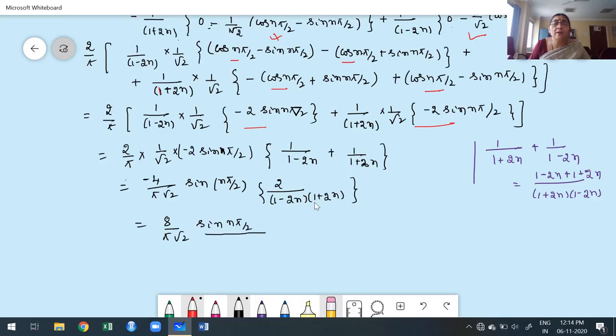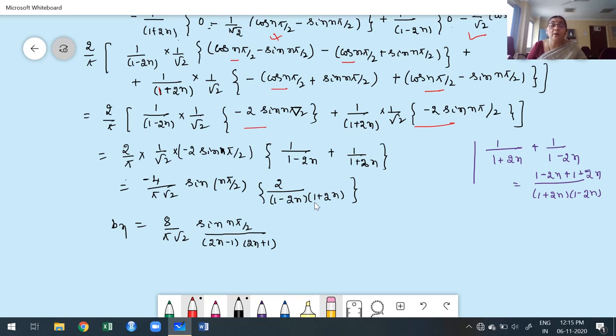If you want to write here itself, what we get? 2n minus 1 into 2n plus 1. I have taken minus n in the denominator. This is my bn. Now I want to know whether this bn is true for all values of n.